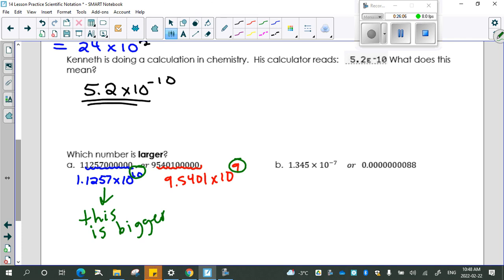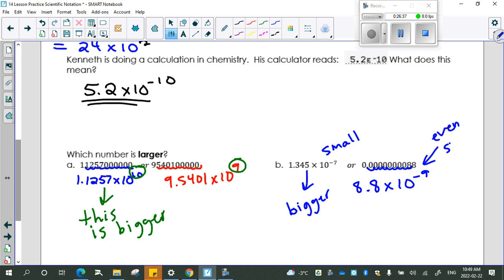This one's already written in scientific notation, so let's write this one also in scientific notation. So I got 8.8 times 10 to the negative 9. And it wants to know which one's bigger. It's the other one. This one's bigger, good. Because times 10 to the negative 7 is small, but times 10 to the negative 9 is even smaller. Okay? Even smaller.